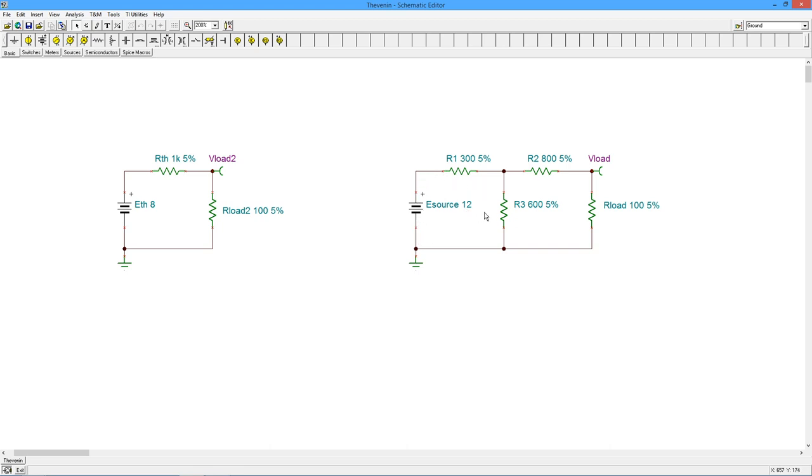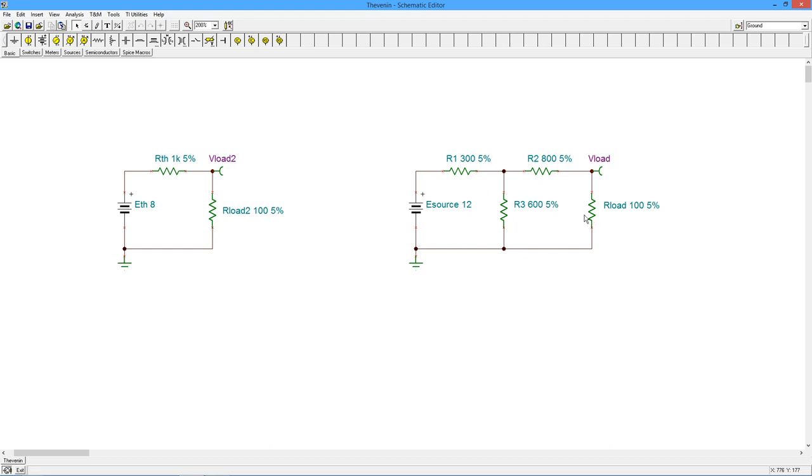So if I short this, what do I see? I see R1 in parallel with R3, right? 300 in parallel with 600. That's going to be 200 ohms. And again, looking in from here, that's going to be in series with the 800. So that should be 1,000 ohms. That's my R Thevenin. What's my open circuit voltage?